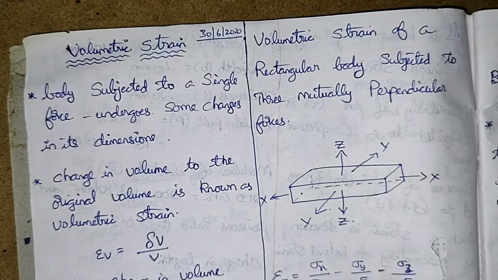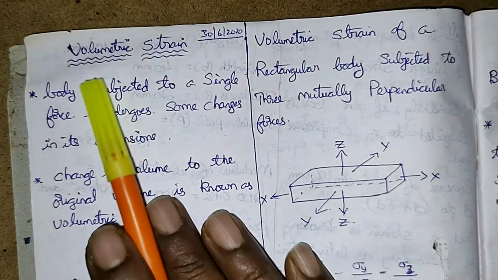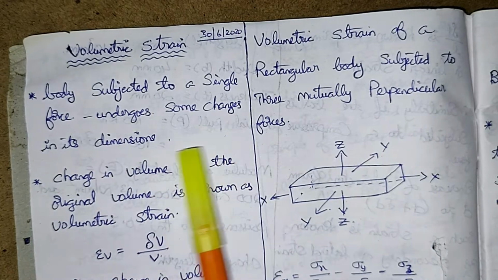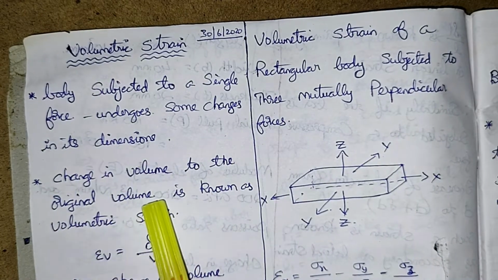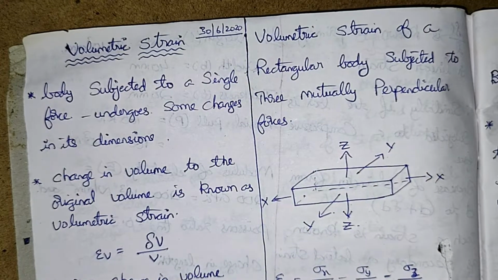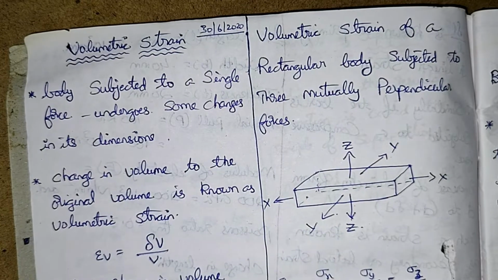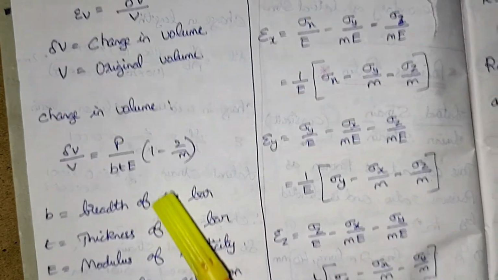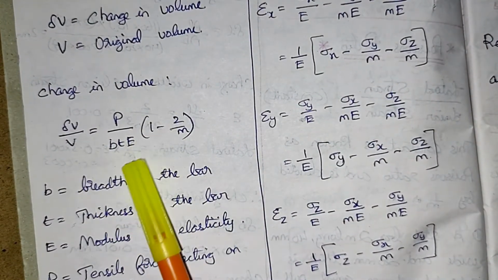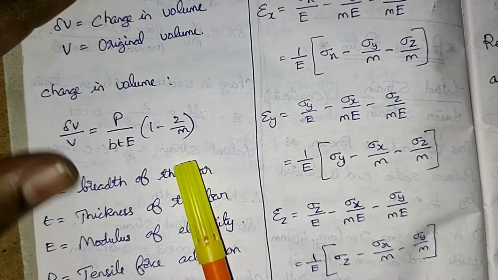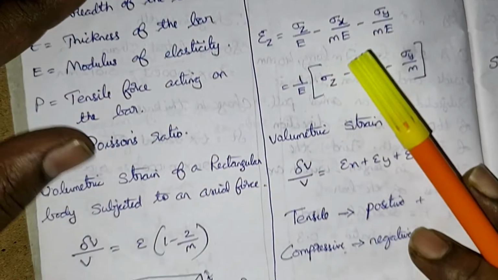Okay, so let us start today's class. We are going to discuss volumetric strain. A body subjected to a single force undergoes some changes in its dimensions. The change in volume to the original volume is known as volumetric strain. So volumetric strain is equal to delta V by V. Delta V is the change in volume, V is the original volume. So delta V by V is equal to P by BTE into 1 minus 2 by M.